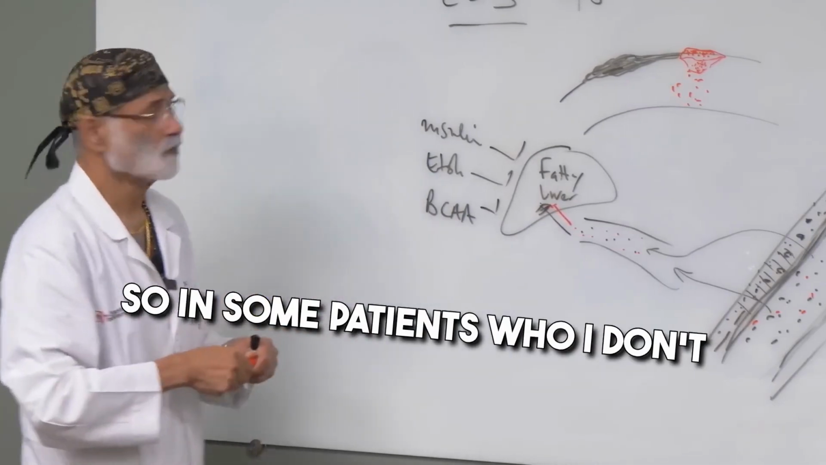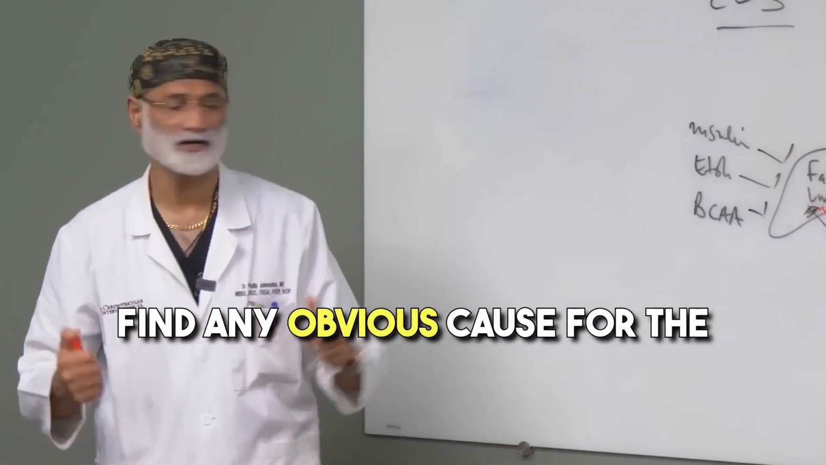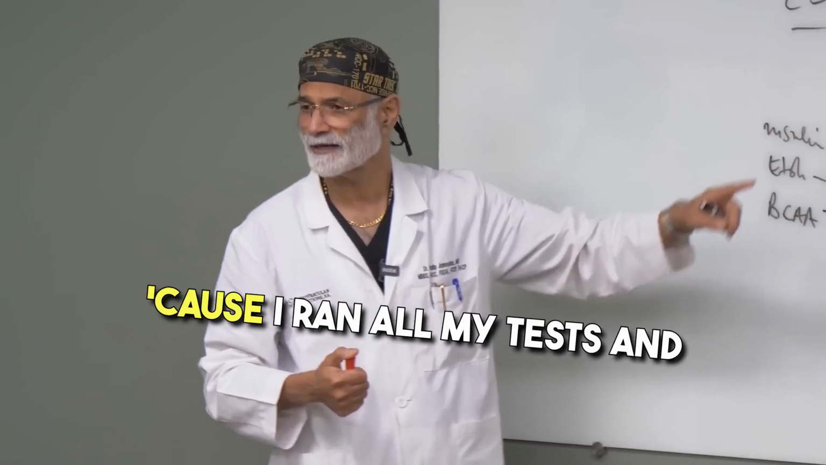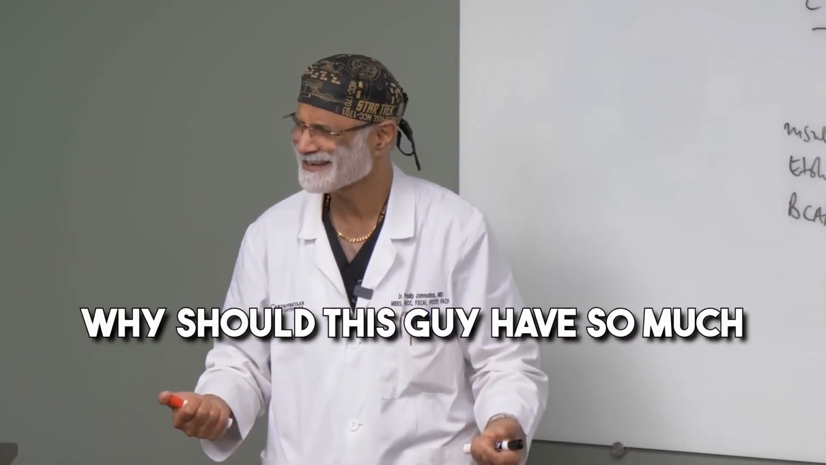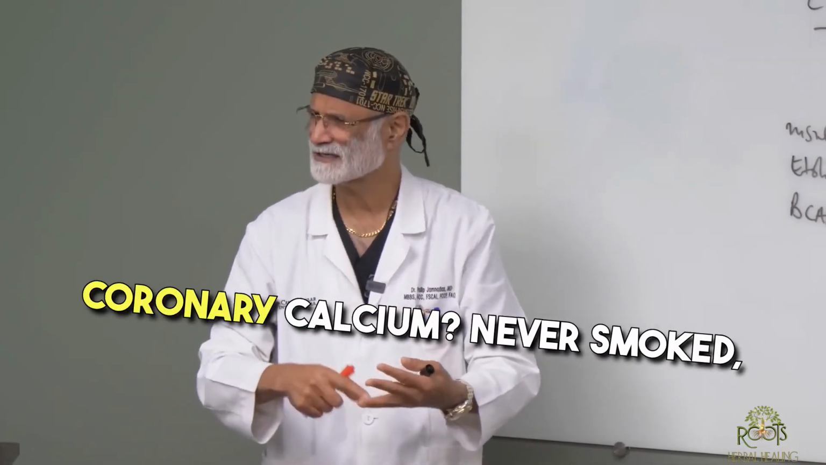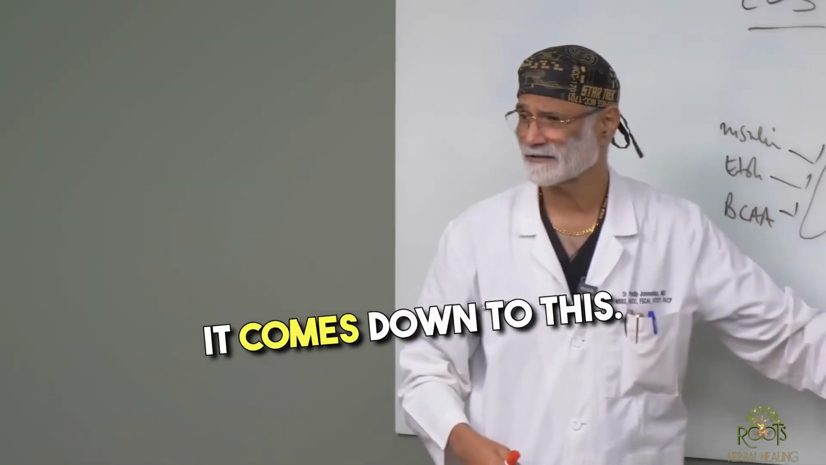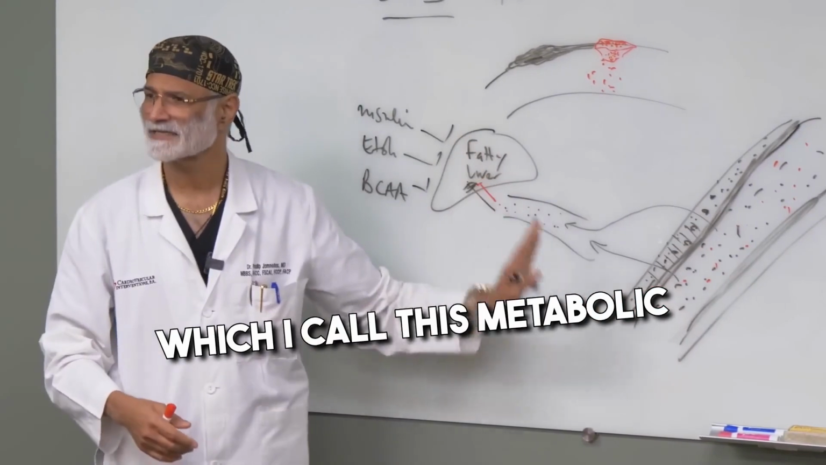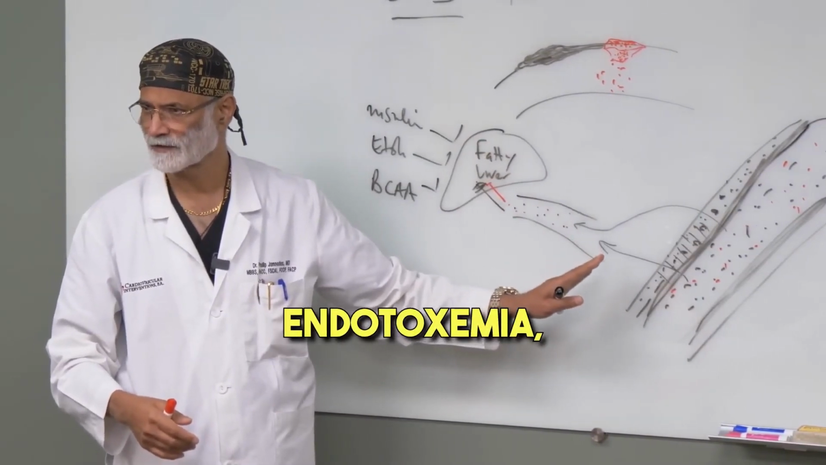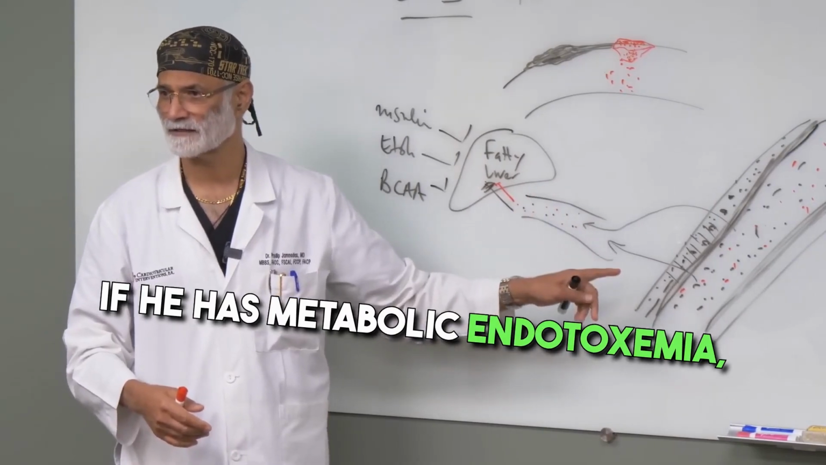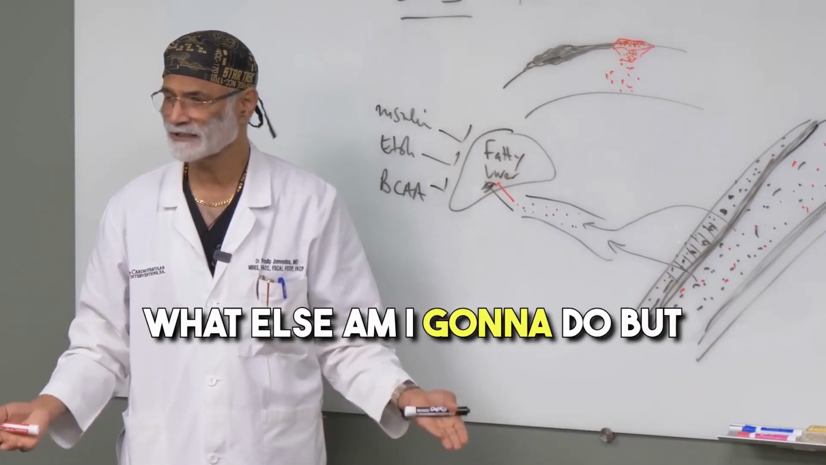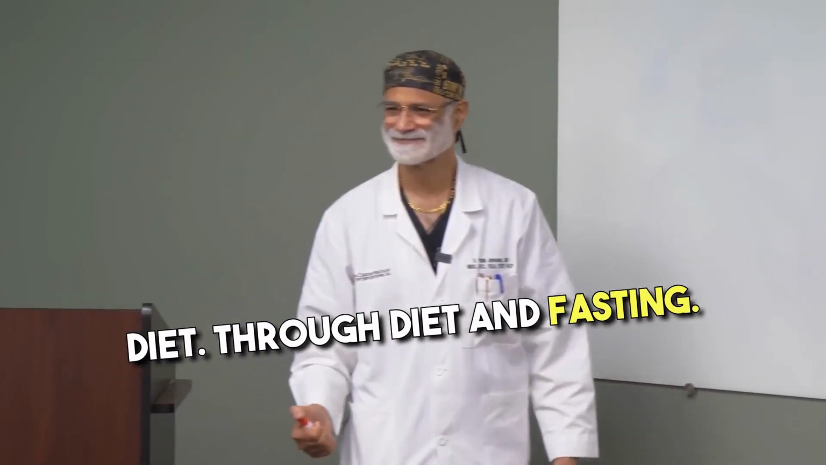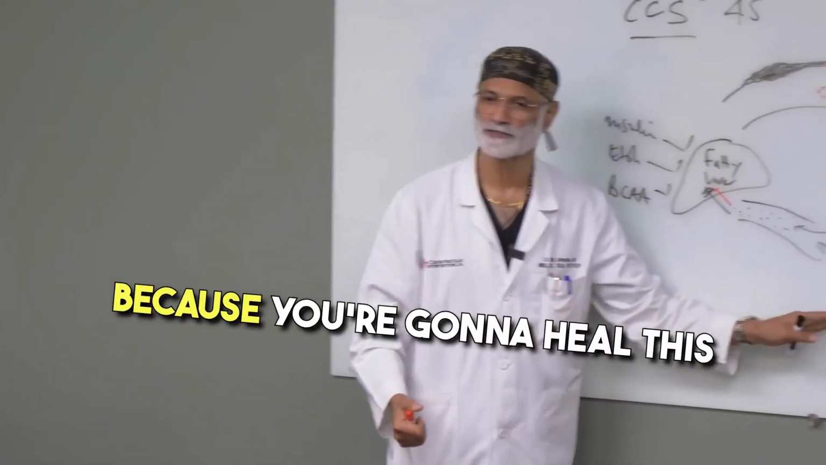So in some patients where I don't find any obvious cause for the coronary calcification, because I ran all my tests and I don't come up with it. Why should this guy have so much coronary calcium? Never smoked. It comes down to this. And if it comes down to this, which I call metabolic endotoxemia, if he has metabolic endotoxemia, what else am I going to do but treat the metabolic endotoxemia? And how do you treat it? Through diet and fasting. Okay? Because you're going to heal this through diet and fasting.